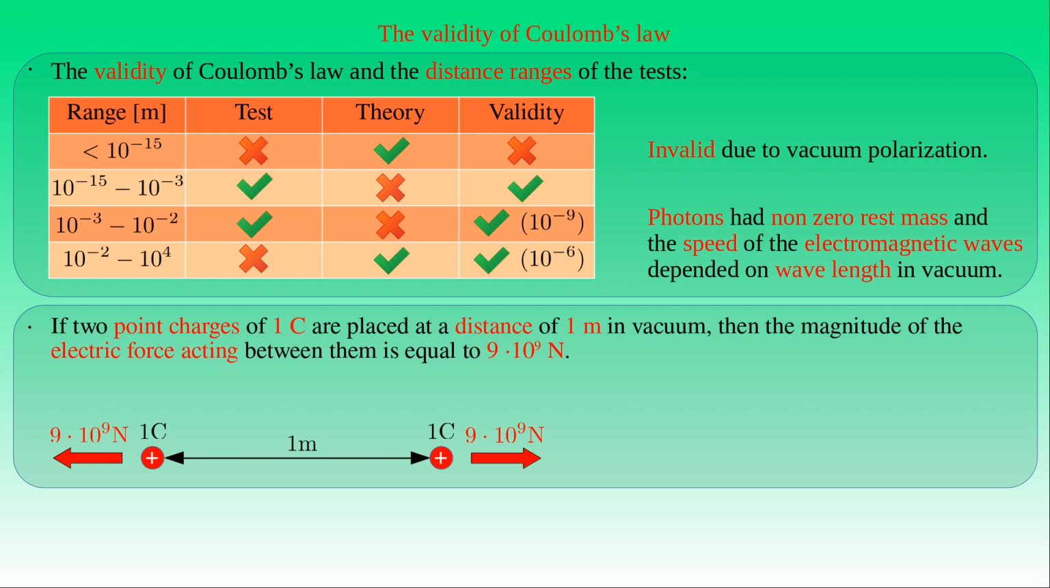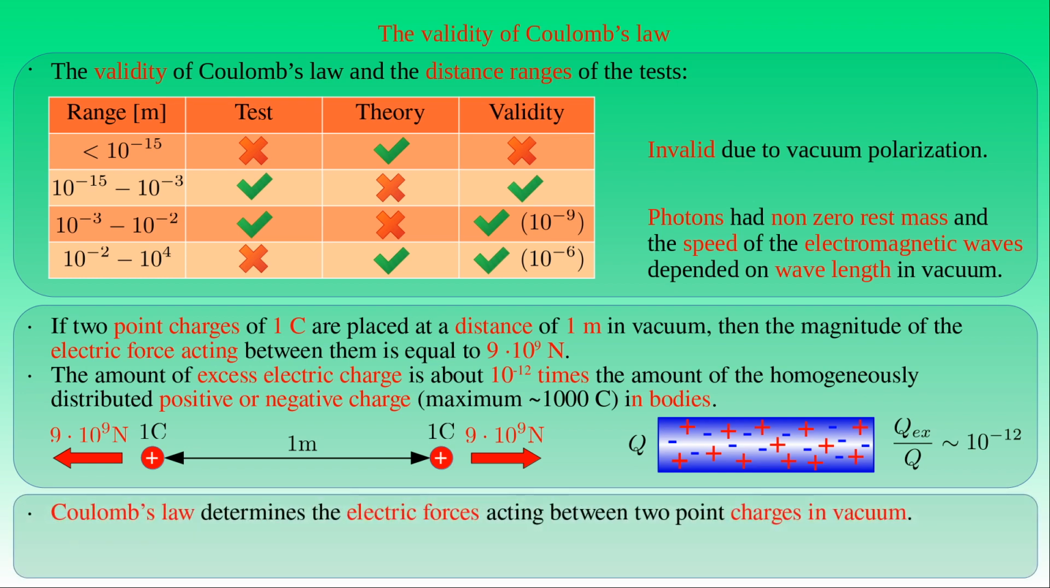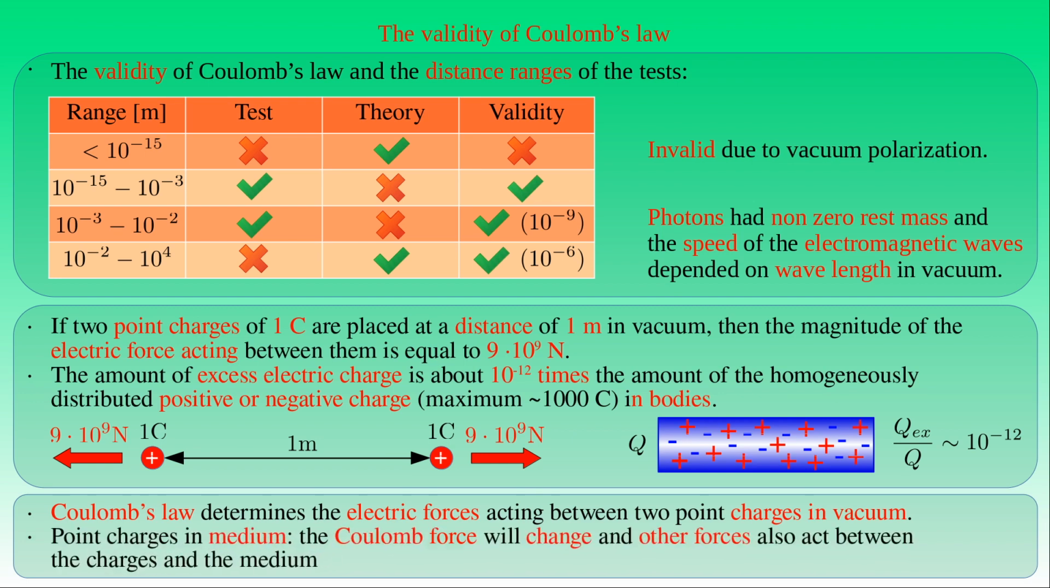However, the bodies in our everyday environment are not able to attain such an amount of excess charge, due to the repelling force of like charges. Although the amount of the 2 types of charge that is distributed homogeneously in bodies can reach a couple of 1,000 coulombs, only a tiny fraction of these charges can be accumulated as excess charge in these bodies. The amount of their excess charge is about 10 to minus 12 times the amount of the charge present in them. We also note that Coulomb's law determines the electric forces acting between 2 point-like charges in vacuum. If the point charges are interacting in some medium, then the Coulomb force will change and other forces also act between the charges and the medium.